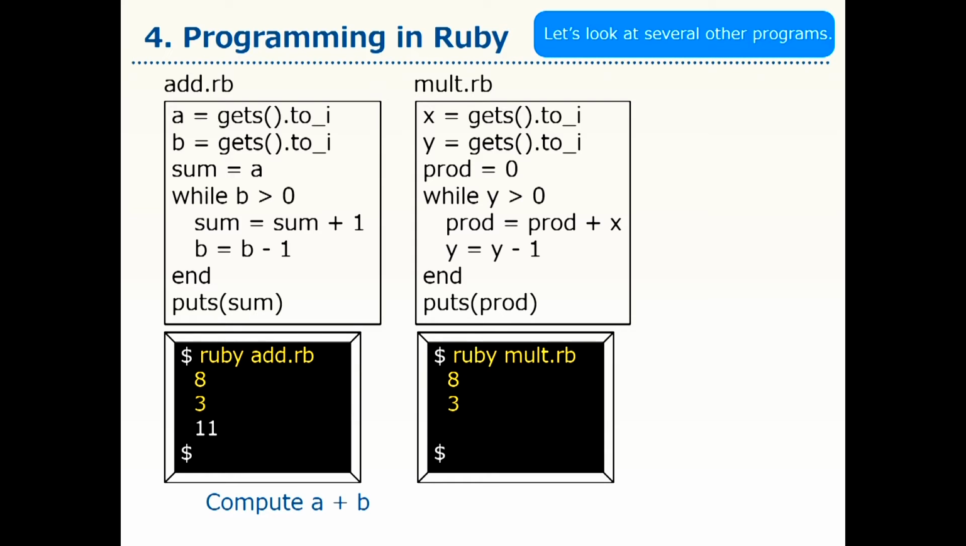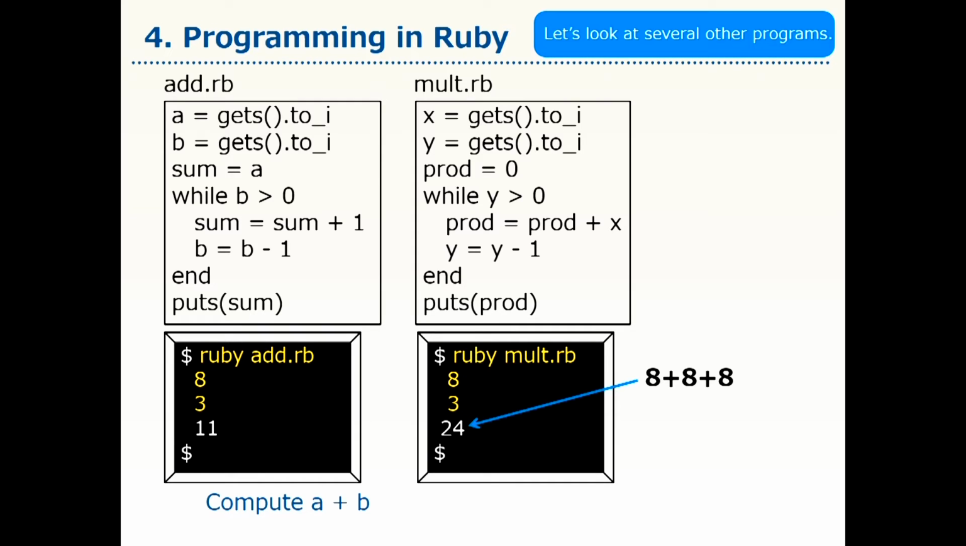decreases each time by 1, and this is repeated 3 times. As it repeats, 8 is continuously added to prod. So if y is 3, 8 is added 3 times. That produces an answer 24. That is the answer for 8 plus 8 plus 8, or 8 times 3 was computed. In short, we can do multiplication. So this is a program for multiplication.